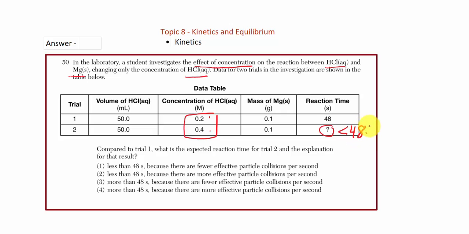Let's see which answers work. 3 and 4 are gone because they're expecting the reaction to take longer. So less than 48 seconds. And what did we say the reason was? Because there are more effective particle collisions per second due to the increased concentration. The answer is number 2.